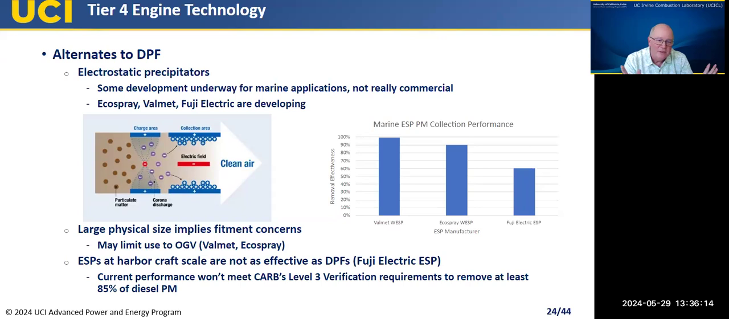The early systems, maybe we'll see it on ocean-going vessels. I'm not sure. The smaller units are not as effective as the larger units, as shown by the Fuji Electric example. And at that point, it's maybe 60% efficient, which is not sufficient to meet the 85% requirement. But this technology is evolving, so something to keep an eye on. Next slide.